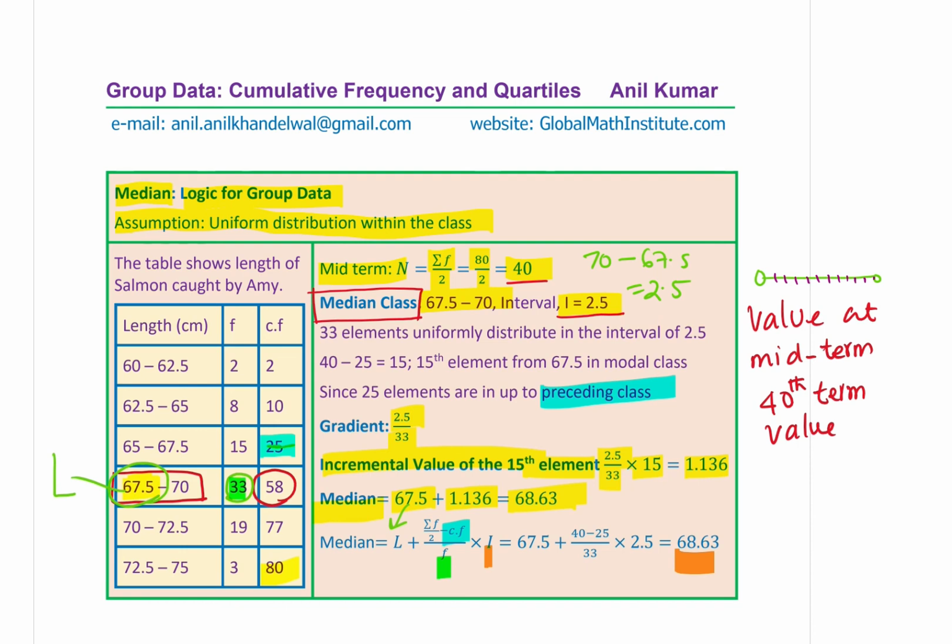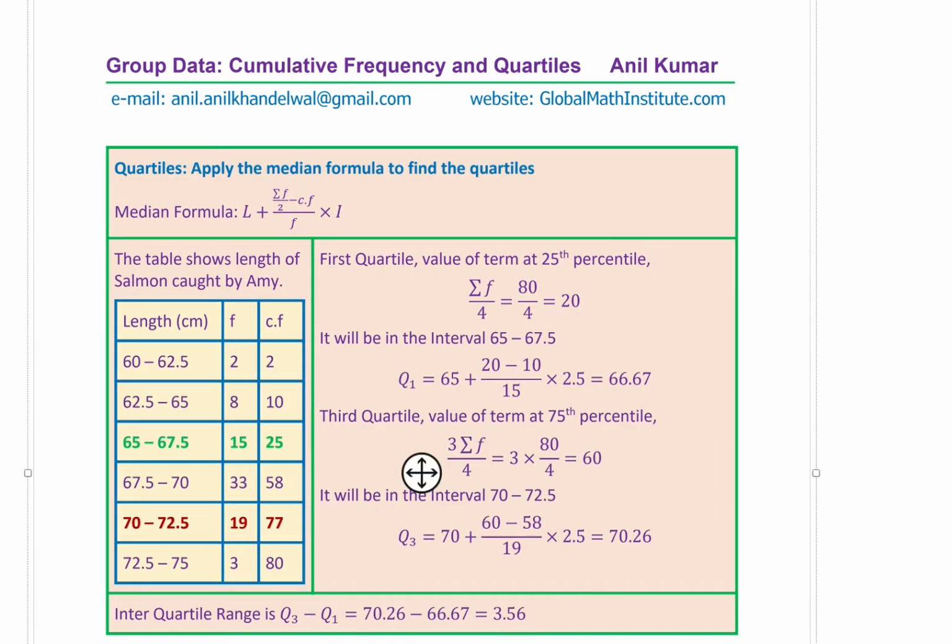You also realize that quartiles are also medians, and therefore we can similarly find the value for each quartile. Let's do it now. So we have derived a formula for the median, and the formula is L plus sigma f over 2 minus cumulative frequency of the preceding interval, divided by the frequency of number of items within the median class, times the interval of each group. So that becomes the formula. This, we understand, is the formula for median, right?